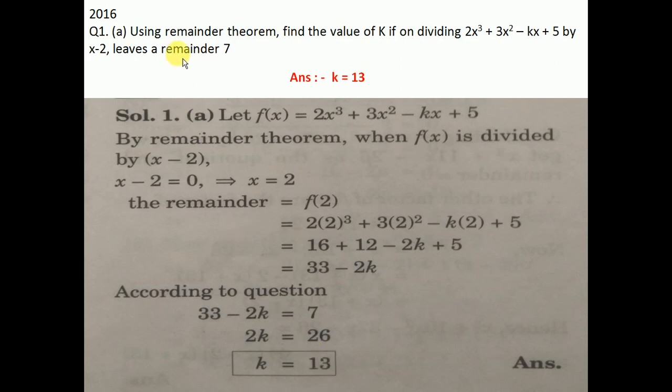So using the remainder theorem, we have to find out what should be the value of k. It is same as before, remainder is 7 in this case. Right? Simple question. Logical universal concept, it is just a substitution of the values.